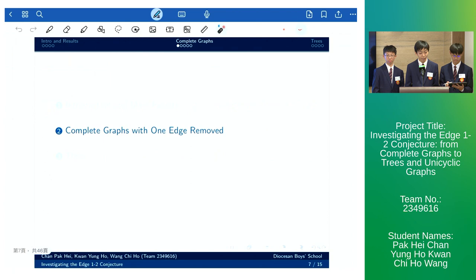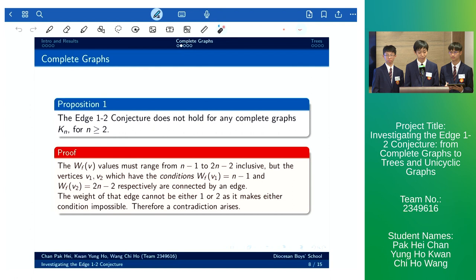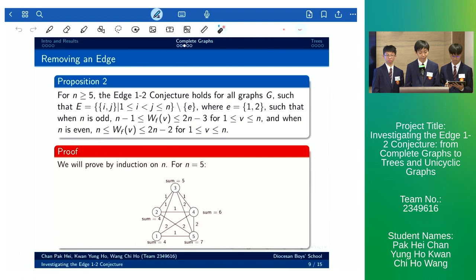In our paper, we firstly prove the conjecture fails for complete graphs because there are two nodes whose incident edges are only weighted 1 and 2 respectively, and a contradiction arises since these two nodes have to be connected with an edge. Removing an edge, we propose that it is possible to construct an edge weighting such that the sums of incident edge weights are between n-1 and 2n-3 inclusive when n is odd, and between n and 2n-2 inclusive when n is even. When n equals 5, we will use the construction you see here.